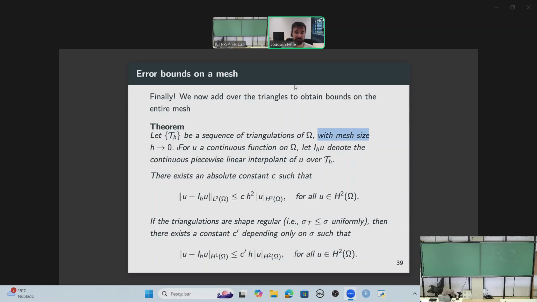So we are saying that the mesh size here, that remember was the diameter, the largest diameter of a triangle on the mesh. We assume that this thing goes to 0 for this sequence, so we are getting finer and finer triangulations. So then for a continuous function on the domain, we call this just the continuous piecewise linear interpolant, right?